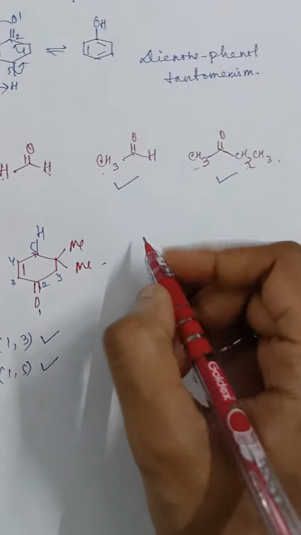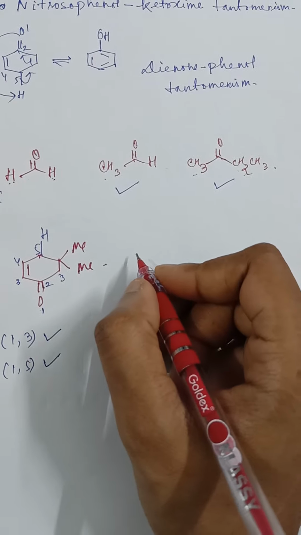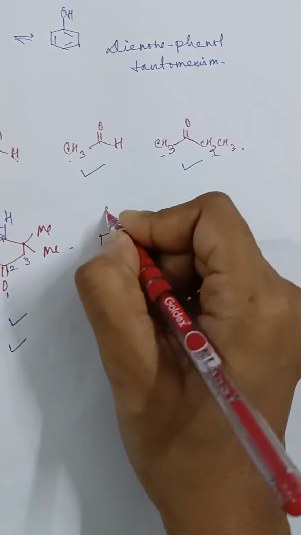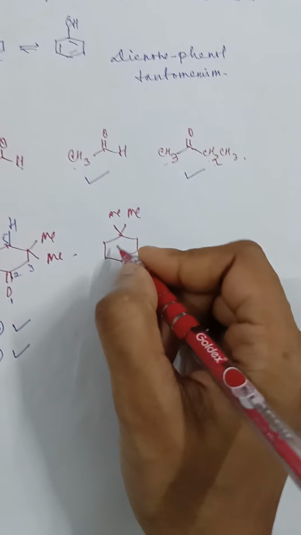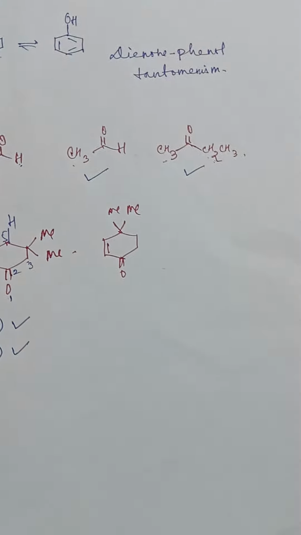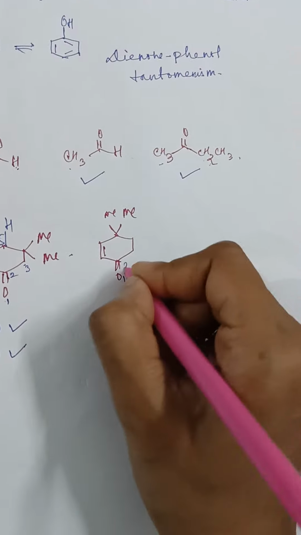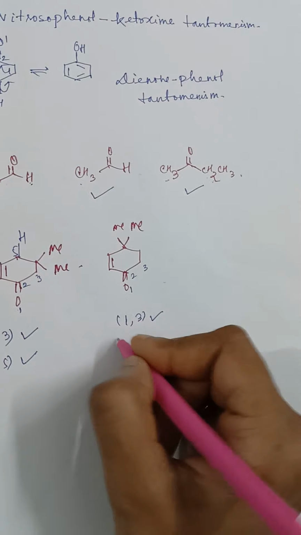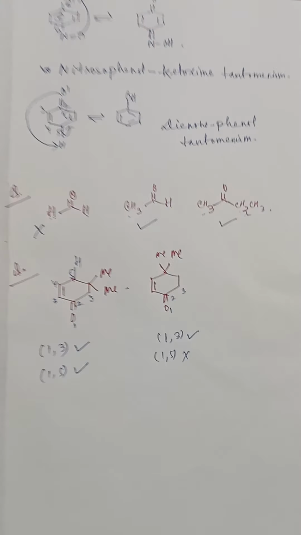Now suppose this example. Here methyl, here methyl. Now you see, it will only show 1, 2, 3. It will only show 1,3. No 1,5. So I hope you understood the concept.